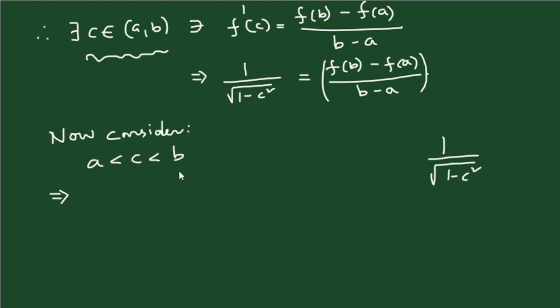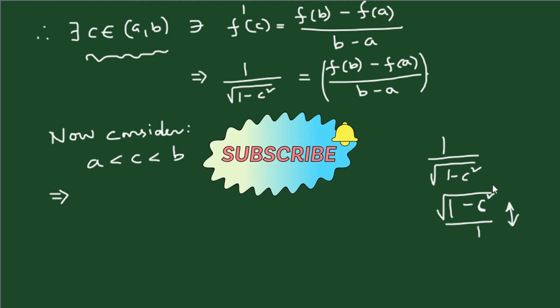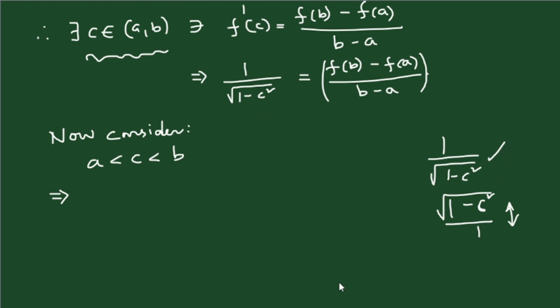So for that, what should we do? We have to square the C, first of all, to get C square. And then you multiply it by minus 1. And then you add 1. And then you take the square root. And then you take the reciprocal. You take the reciprocal, you will get this one. Okay, so that is the order.